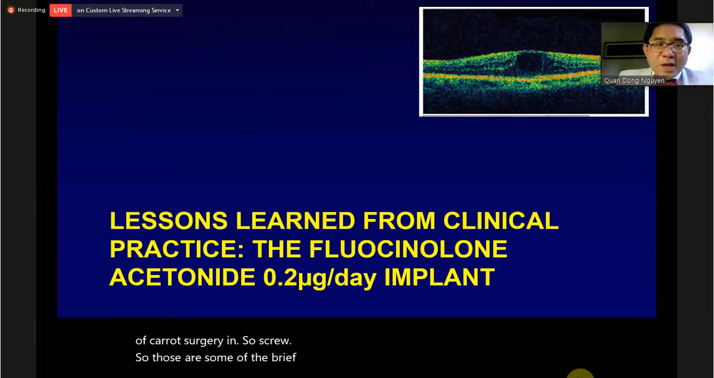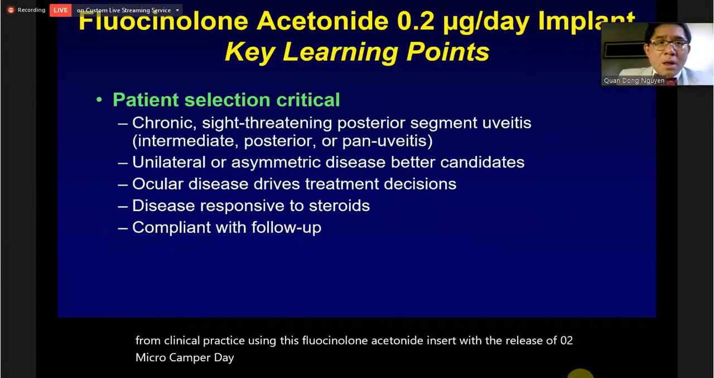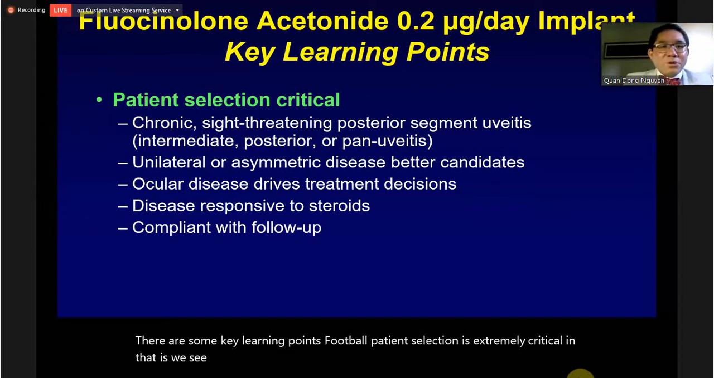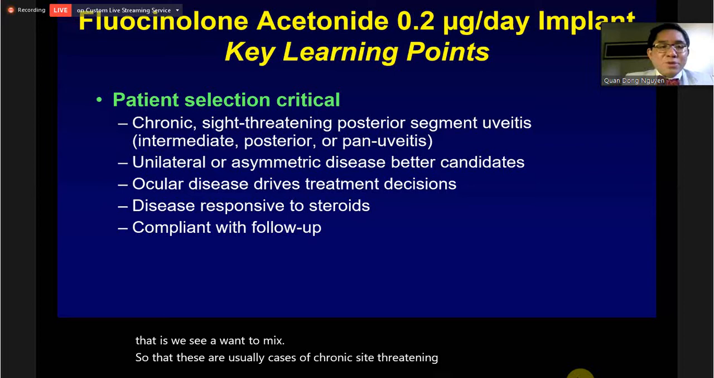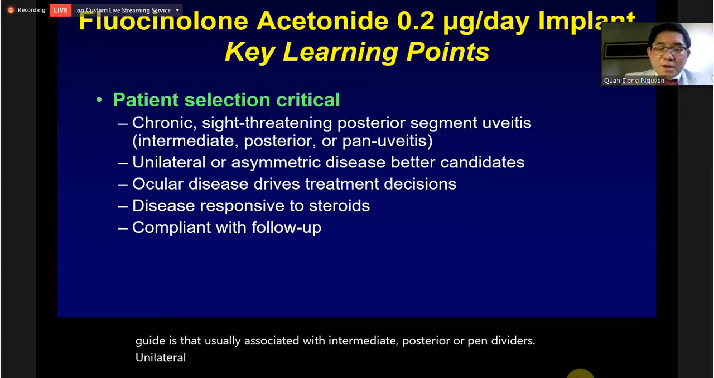What are the lessons that we have learned from clinical practice using this fluocinolone acetonide insert with the release of 0.2 microgram per day of the steroid? There are some key learning points. First of all, patient selection is extremely critical. We want to make sure that these are usually cases of chronic sight-threatening posterior segment uveitis, usually associated with intermediate, posterior, or panuveitis. Unilateral or asymmetric disease are usually good candidates for this particular device.